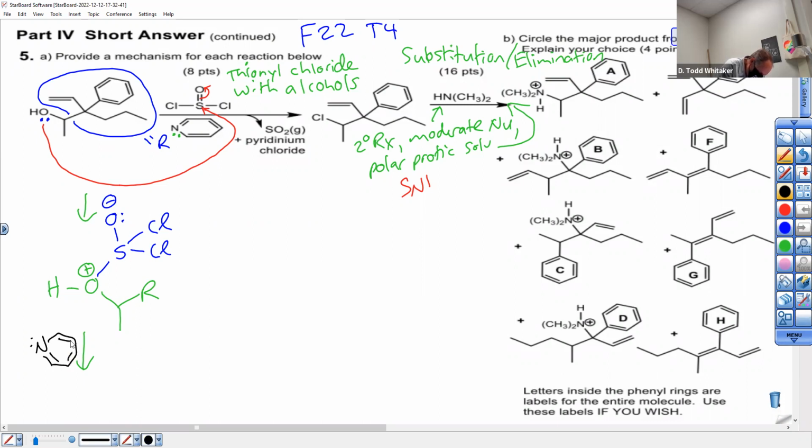Double, double, double. Grab H. It doesn't like that spot of the screen. Make it a little tighter here. And you have R with an O, bonded to an S, an O minus, with 2 Cl.